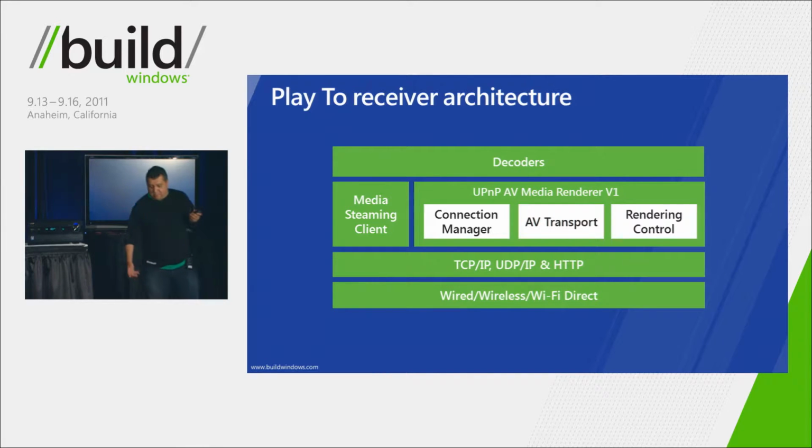This slide is more or less showing the same thing, but using the typical layered stack. It illustrates a stack that gets built in a Play To receiver. At the bottom layer, you have the physical layers: Wi-Fi, Ethernet, and wireless. And at the top layer, you have the application layer scenarios, like in this case, media decoding.